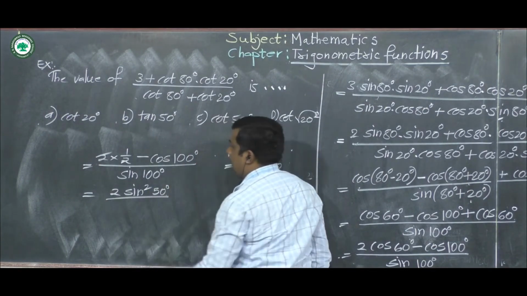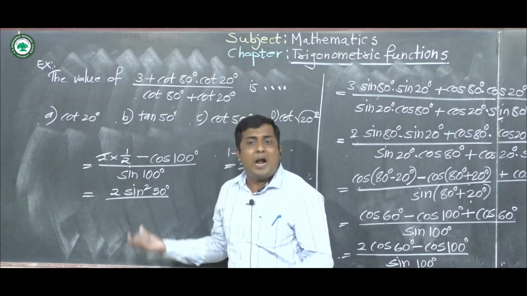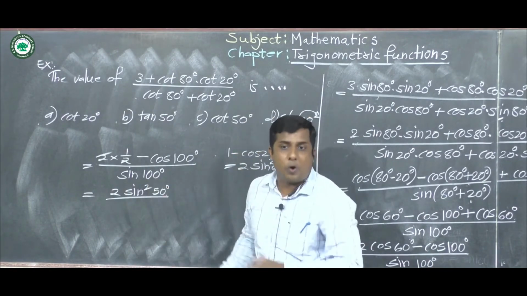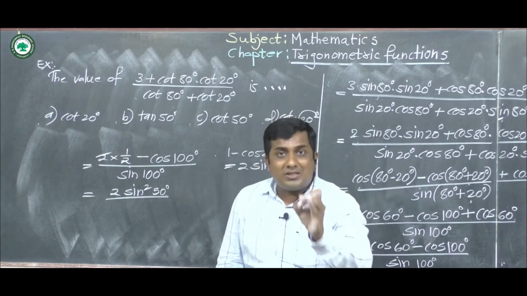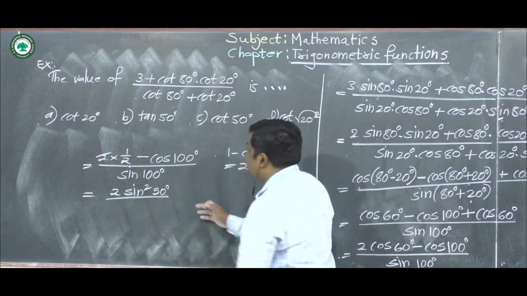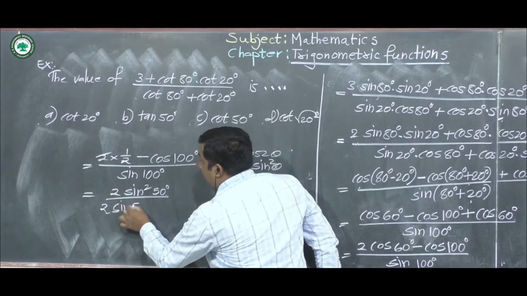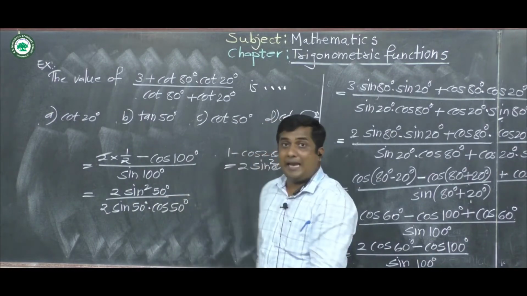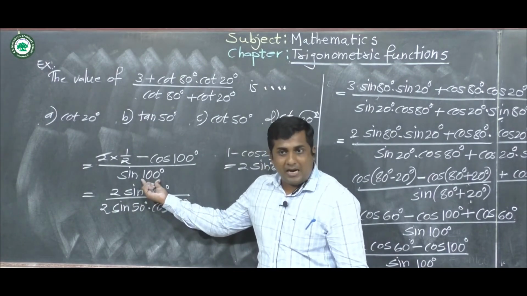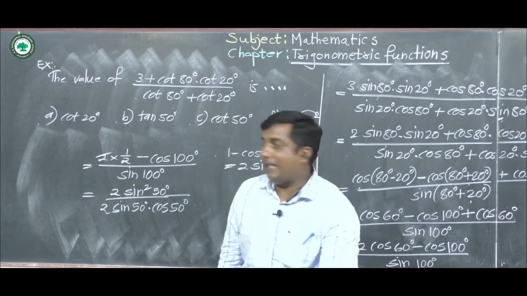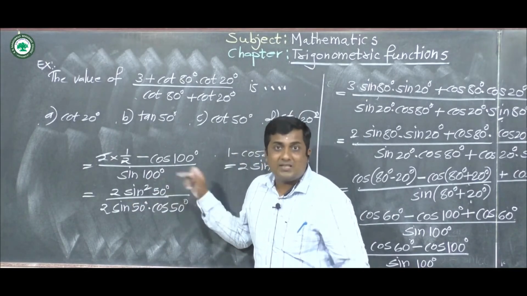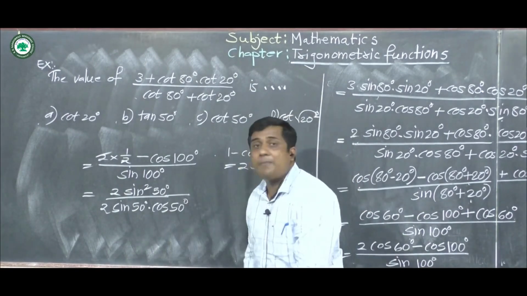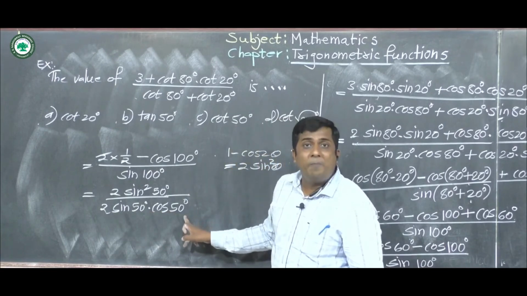Okay, and this divided by, now here 100 degree is given. We know 100 is 2 into 50, that is we get the sine 2 theta form, and sine 2 theta is 2 sine theta into cos theta. So I write here 2 sine 50 degree into cos of 50 degree.